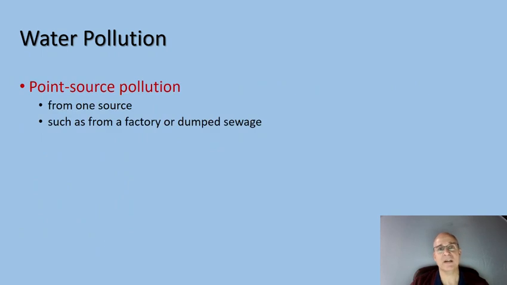So we can break down the different types of pollution into point source and non-point source pollution. So point source pollution means the pollution is coming from one point. In this case, we would be able to trace the pollution back to a single factory or a particular waste treatment facility that is not treating their sewage properly and just dumping it into the water. So point source pollution comes from one point.